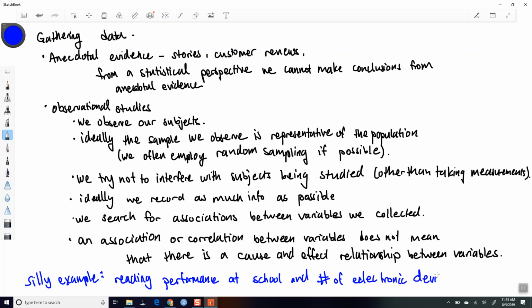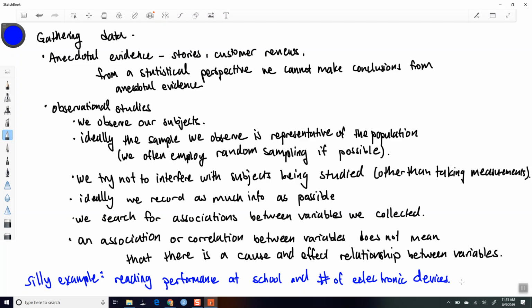Electronic devices. Okay, so I'm talking like TVs, tablets, computers, phones, and Alexa smart devices, and whatever. Okay, so if you count all of these electronic devices in the home, and you also measure a student's reading performance, there will be an association. Maybe not a super strong one, but there will be an association, we'll learn what statistically significant is, and this will exist, okay? And what you will find is that homes that have more of these electronic devices will also have students that have better reading performance, okay? This is what we will truly observe in the data.